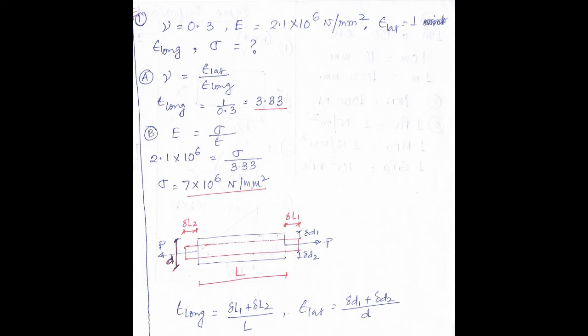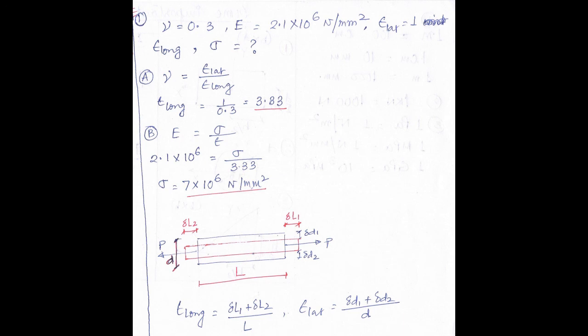Similarly, the width will be reduced by delta D1 and delta D2. So what is the total longitudinal expansion? That will be delta L1 plus delta L2, the increase in length lengthwise. The longitudinal strain is the increase in length divided by the original length. The total increase in length is delta L1 plus delta L2, and the original length is capital L. So this is the longitudinal strain.